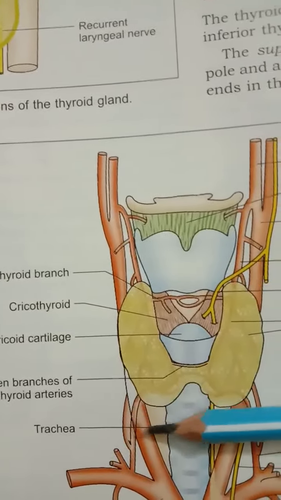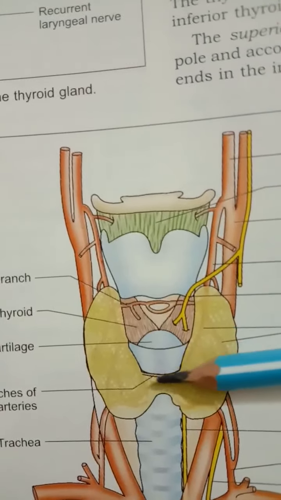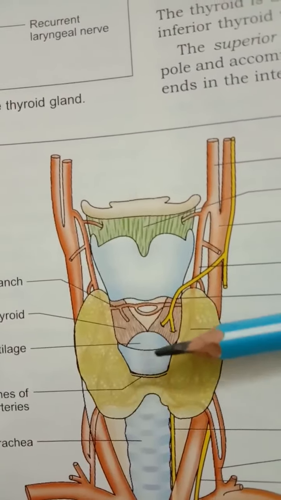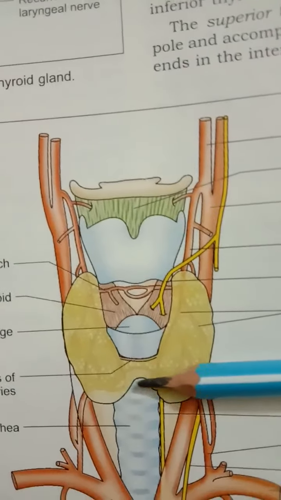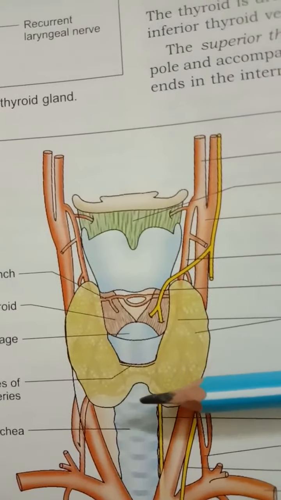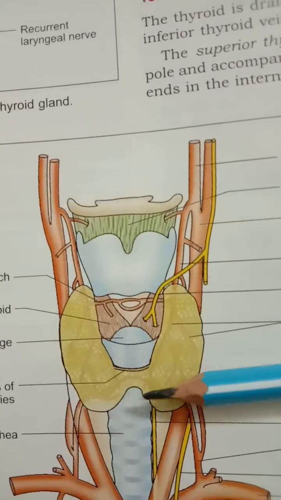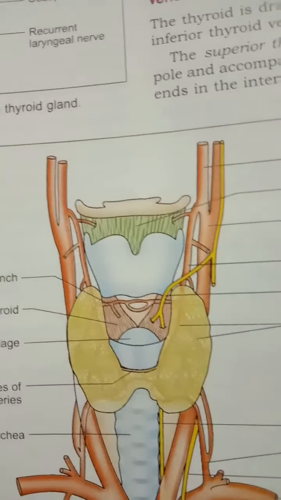Here you can see the trachea and the tracheal rings that are related. Then the superior border is related with the anastomosis of the superior and the inferior thyroid artery. Then the inferior border, the inferior thyroid vein emerges from this region. So that is the inferior border.